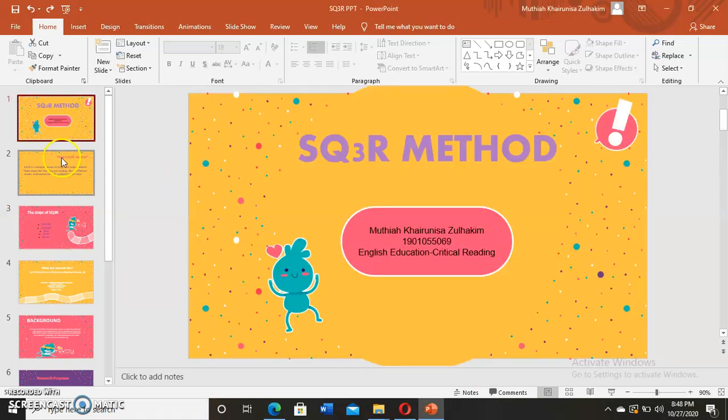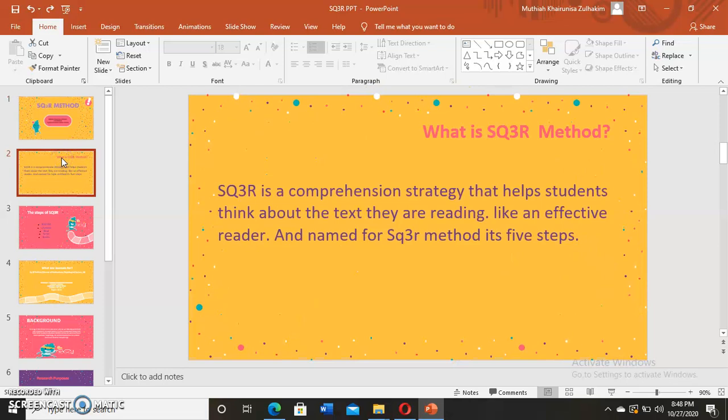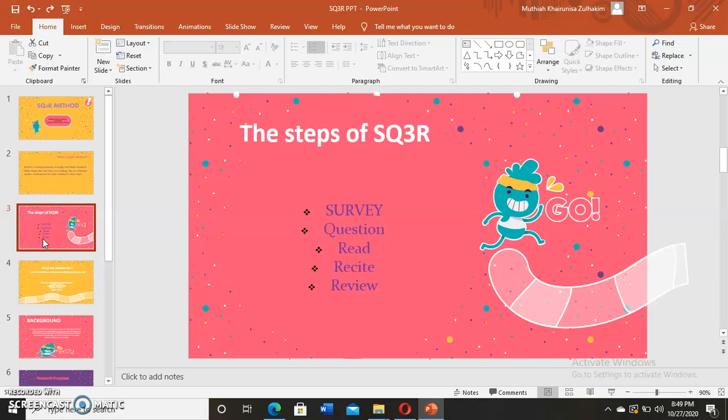SQ3R method. SQ3R is a comprehension strategy that helps students think about the text they are reading like an effective reader. The name SQ3R stands for five steps: survey, question, read, recite, and review.